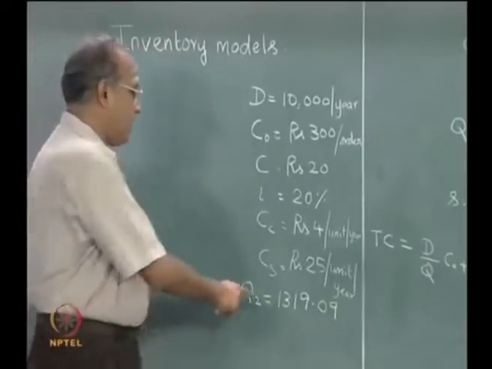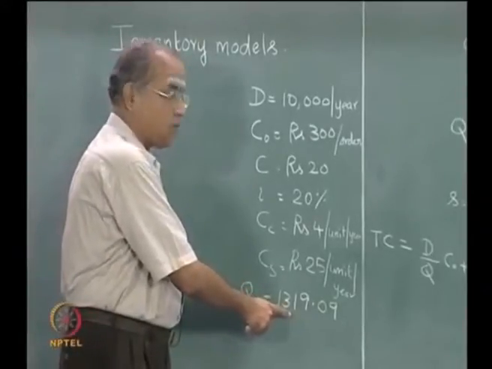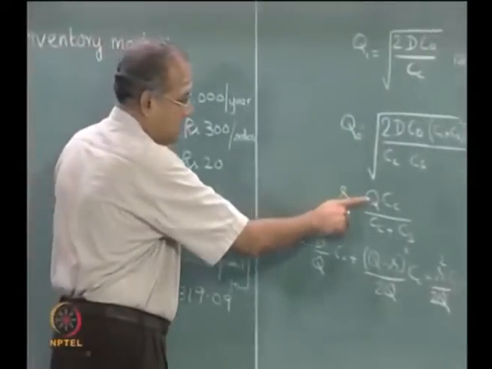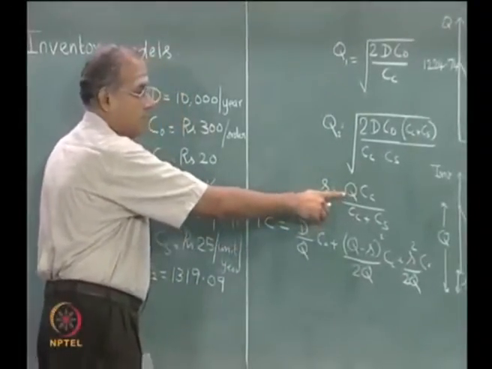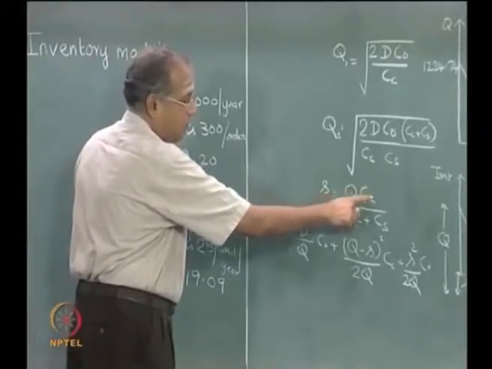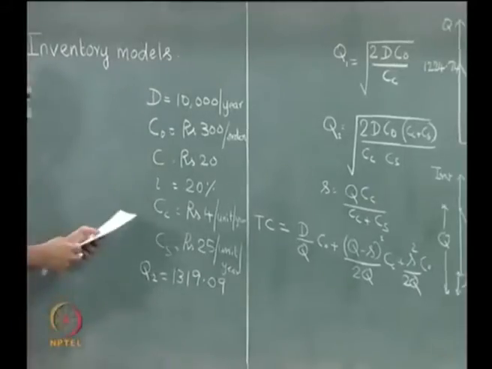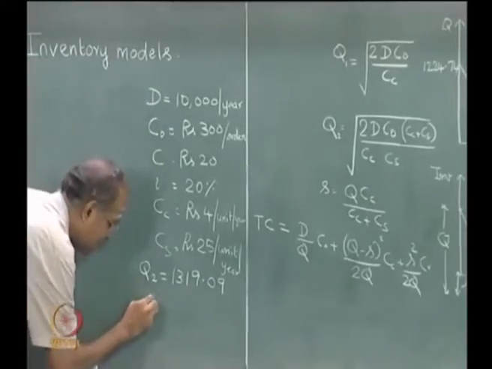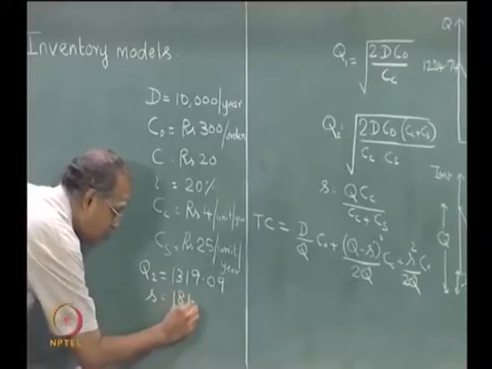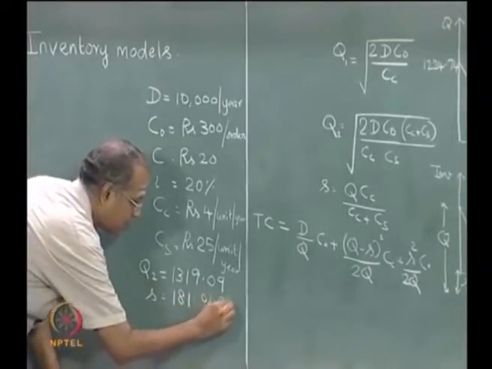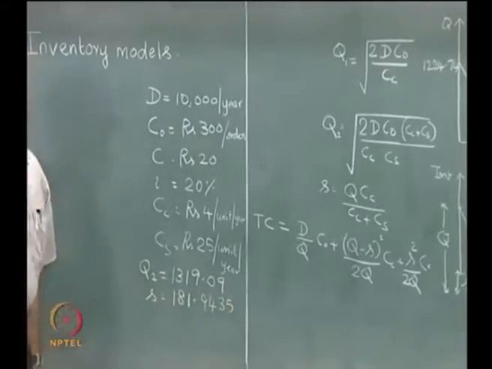and once we calculate this Q 1319.09, we go back and substitute here. So, this is 1319.09 into 4 by 4 plus 25. So, into 4 by 29 would give us S is equal to 181.9435, that would give us this value.